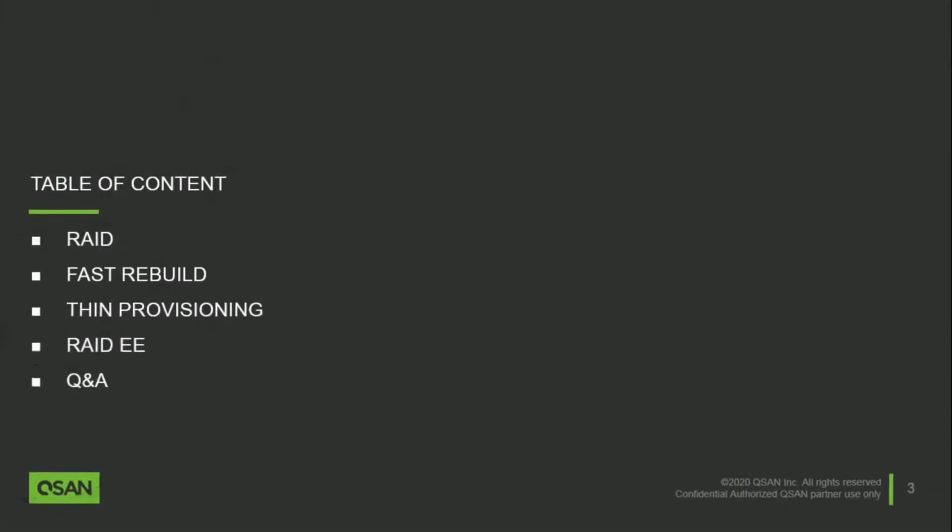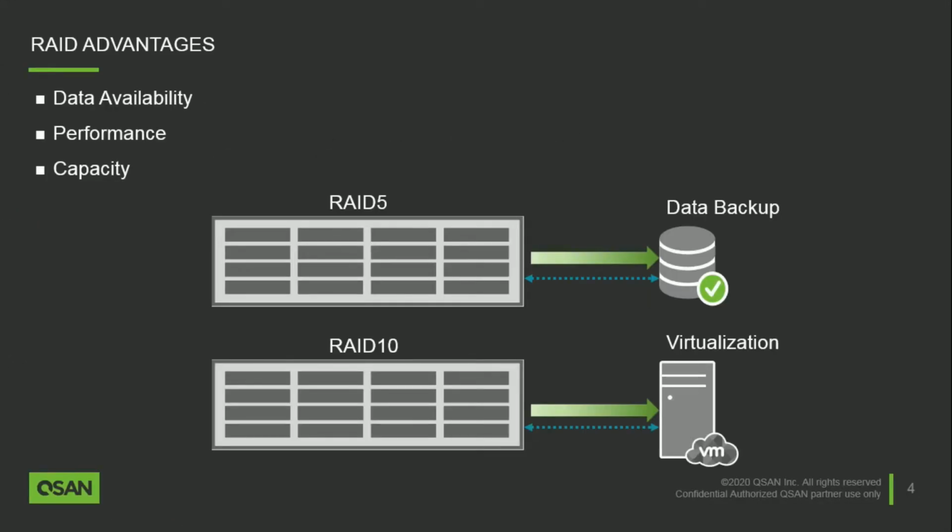So, here's the content today. We will first introduce QSAN's RAID design quickly and talk about the shortcomings. Then we bring the solution, which is fast rebuild, and the difference between thin provisioning and fast rebuild, and finally explore the total benefits of RAID EE. Briefly speaking, it brings three key advantages: data availability, which is redundancy, better performance, and higher capacity.